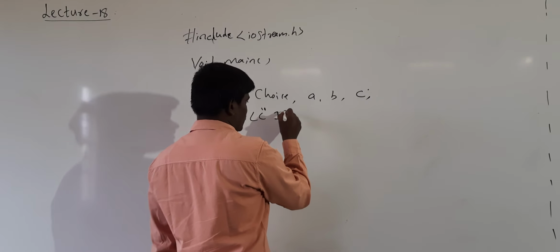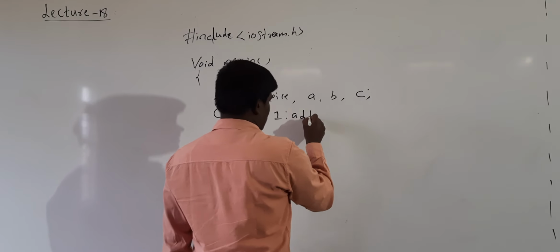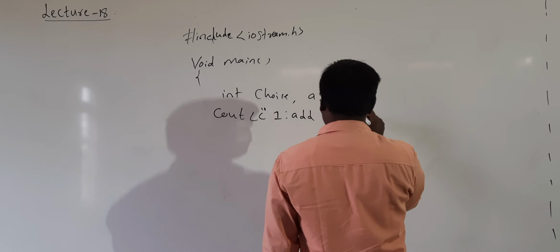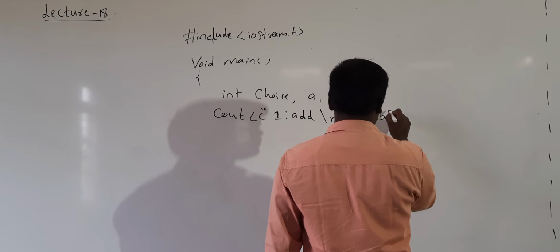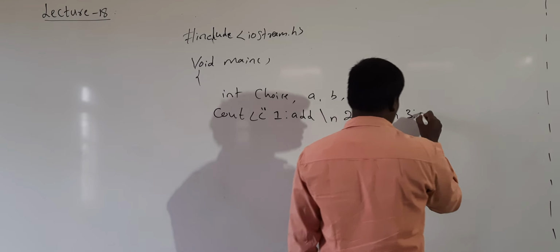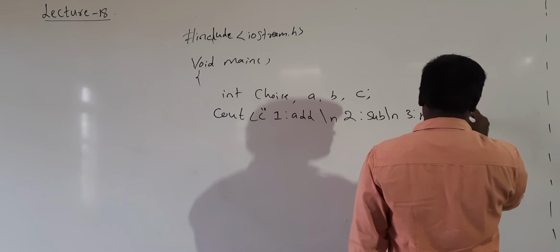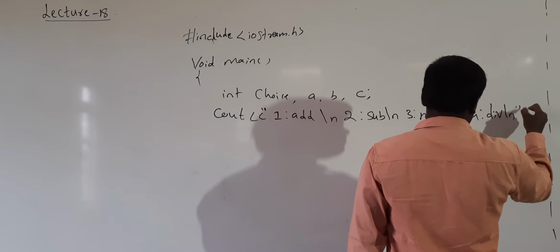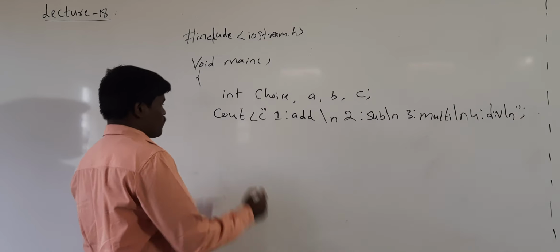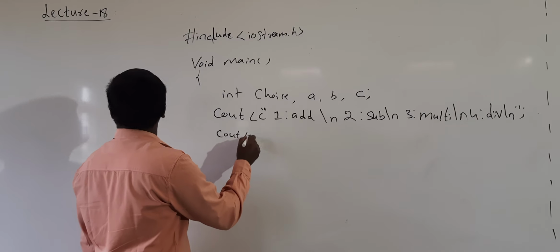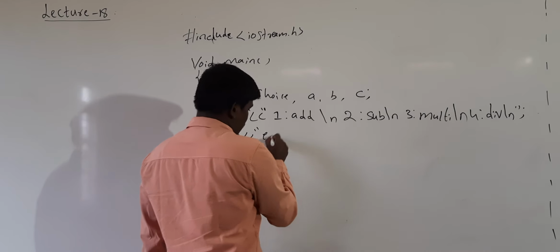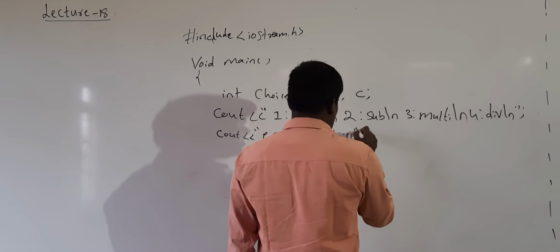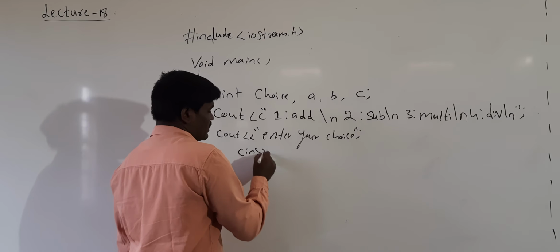See here, 1 is for addition. After that \n means it will come to the next line. So 2 is for subtraction, \n, 3 is for multiplication, \n, 4 is for division. Cout enter your choice, cin of choice.